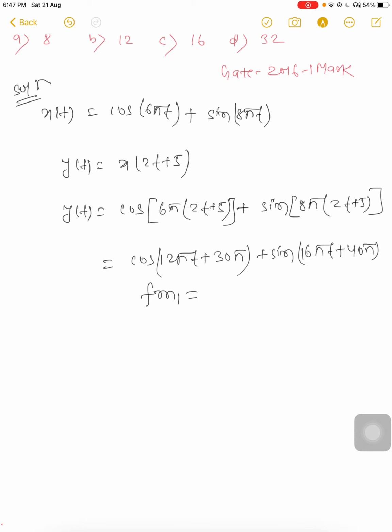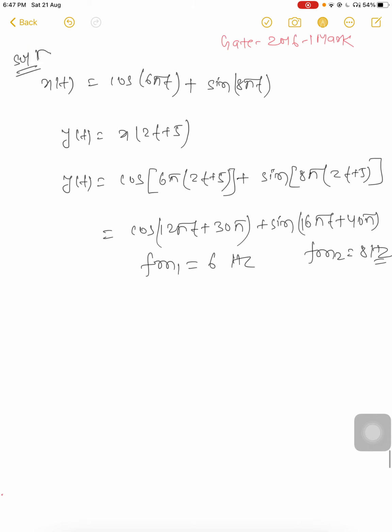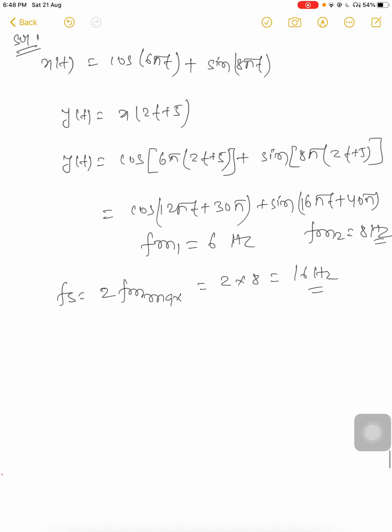Okay, so fm1 is equal to 6 hertz, taking 2 pi f t, and fm2 is equal to 8 hertz, and it will be the Nyquist rate. The fs is equal to 2 fm max, whatever is the maximum, 2 into 8, so 16 hertz is the answer.